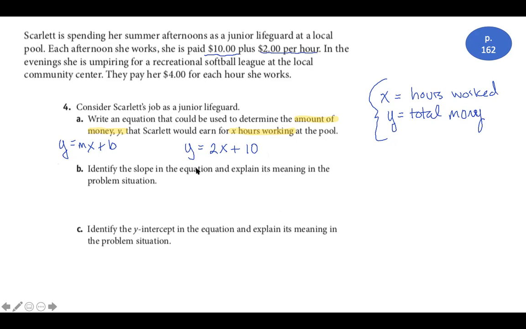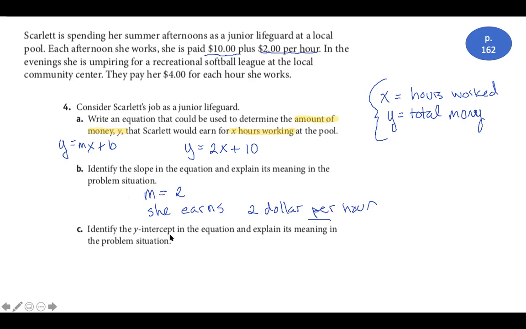Identify the slope of the equation and explain its meaning in the problem situation. Do you see how this question keeps coming up over and over again? We really want you to understand how to do this. So the slope, which I'm going to use as m, is 2. Its meaning is that she earns $2 per hour. Slope is always a rate.